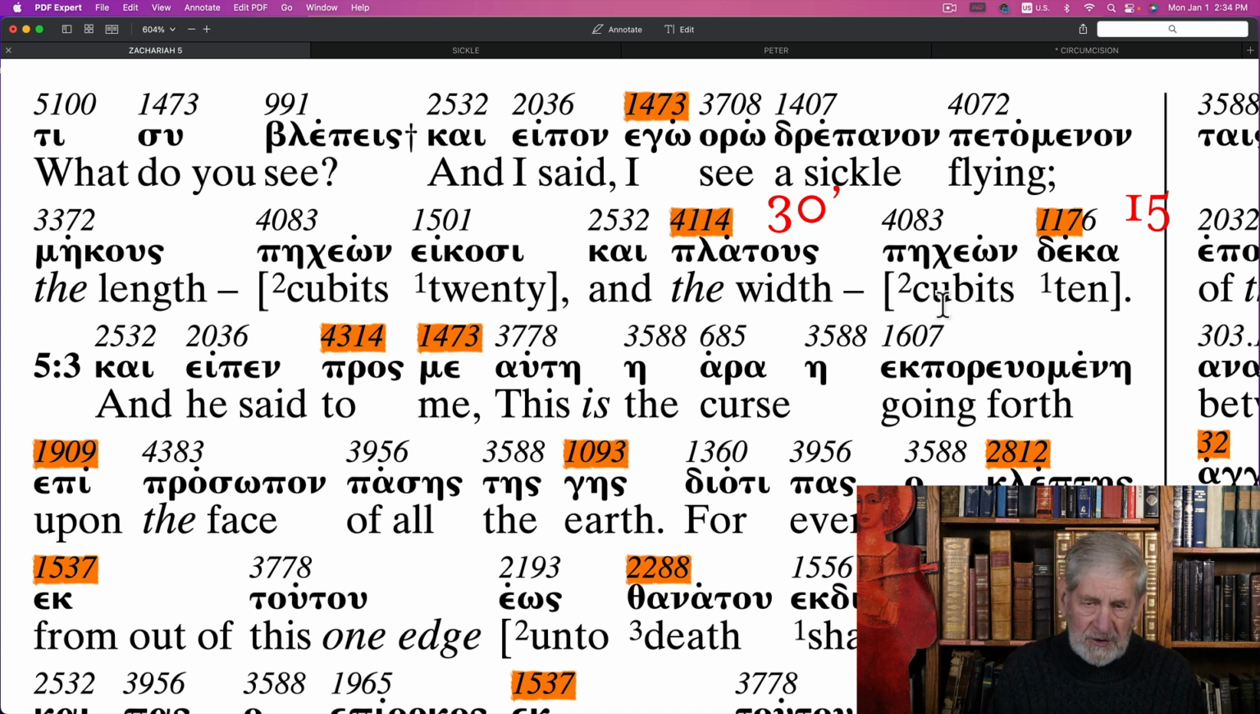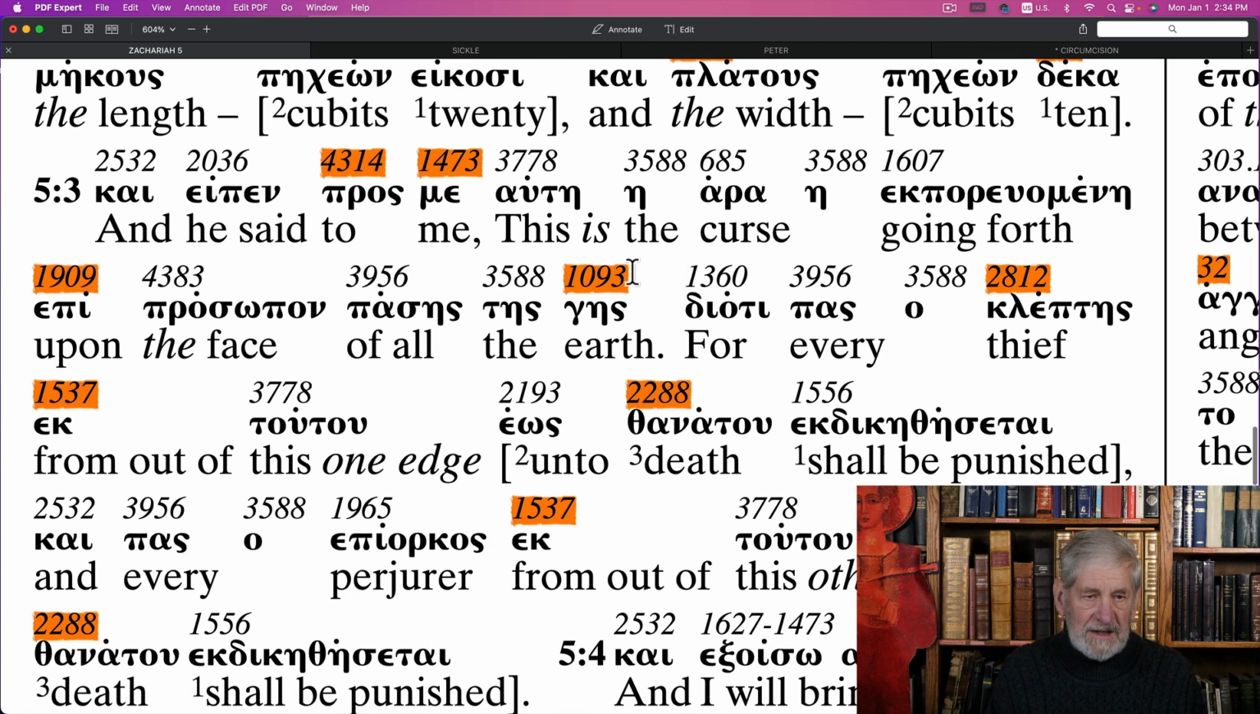Why it gives us dimensions of something like that, I'm not sure what that would entail. I haven't checked the 30 and 15 to see if it equals any other objects. Might be something good for someone out there that wants to do that, to check it out. And he said to me, "This is the curse going forth upon the face of all the earth."